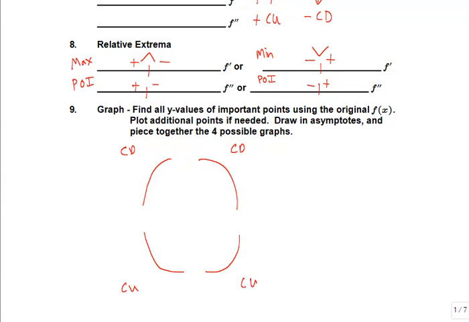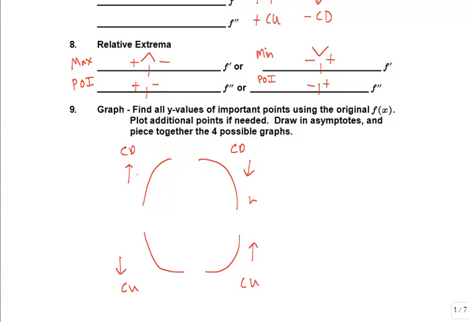And the difference between these is this concave down piece on the upper left is an increasing function. This one on the right decreases. This one in the lower left decreases. And this one on the lower right increases.